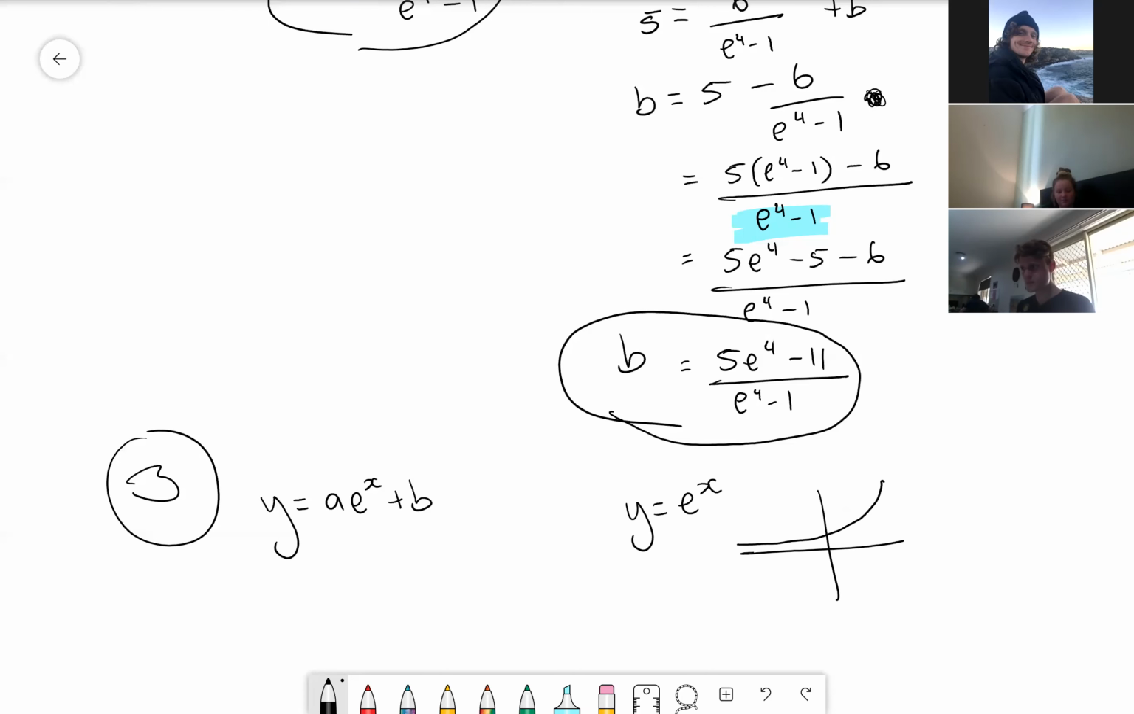So how does this look like that? It's been shifted up by B units. So if you look at that graph, what's the asymptote? B would be 4. B would be 4, perfect. Because it's just been translated or shifted up 4 units.